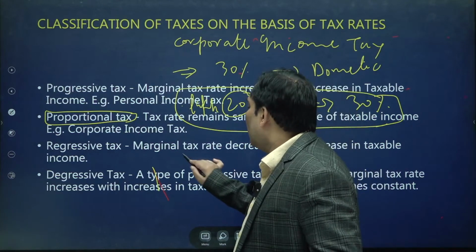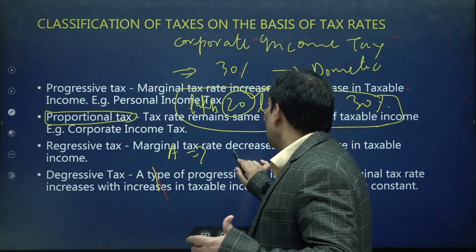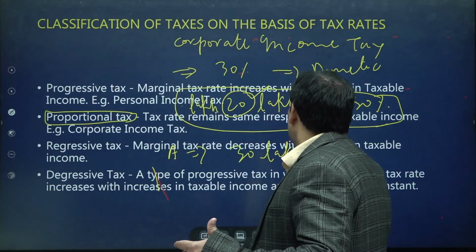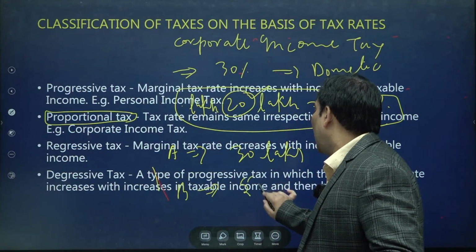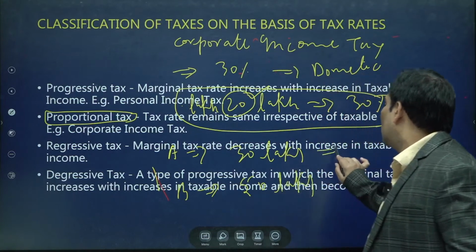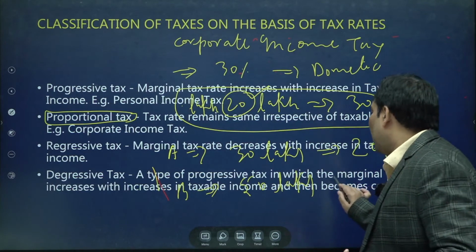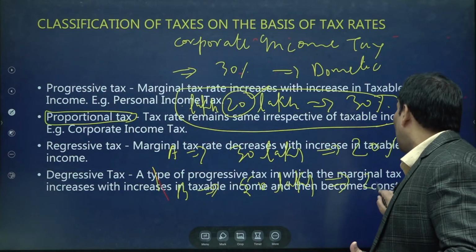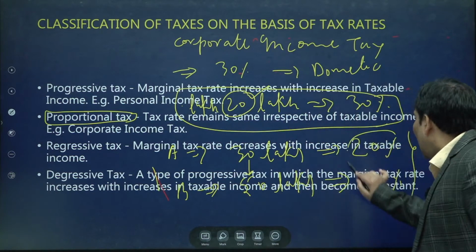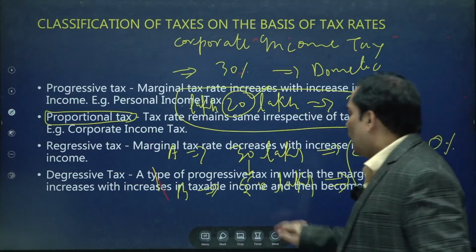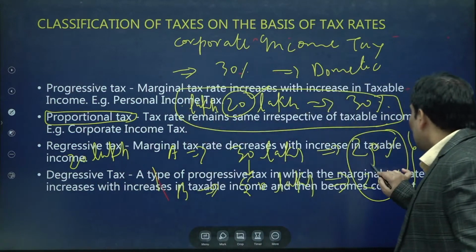Suppose company A has a taxable income of 30 lakh, and some other company B has a profit of more than 50 lakh. Both company A and company B have to pay taxes at the same rate. So the taxable income has increased but the marginal tax rate is 0, because there is no increase. The taxable income has increased, but the marginal tax rate is constant only.